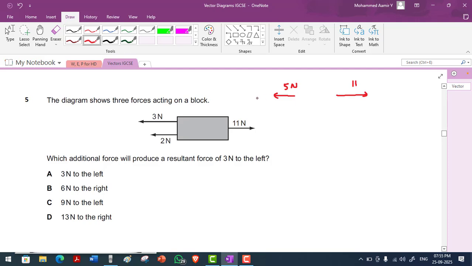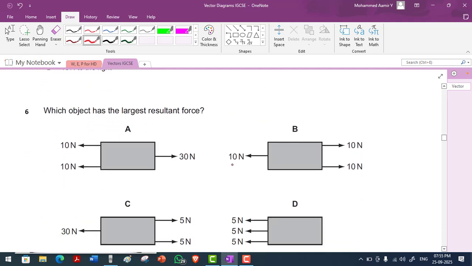Okay, so what I should do, 14 I should get somehow. So if I add 9 newtons to the left, 9 plus 5 will be 14 newtons. 14 minus 11 will be 3 newtons to the left. So 9 newtons to the left I have to select. I have to add that so that it will give you the result of 3 newtons towards left.